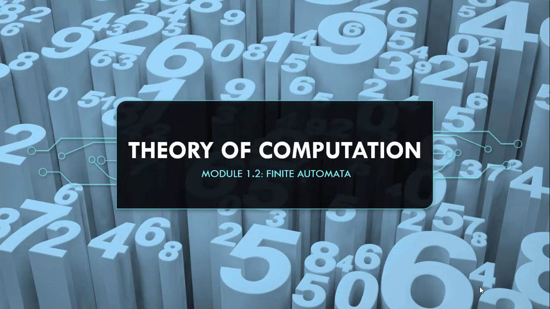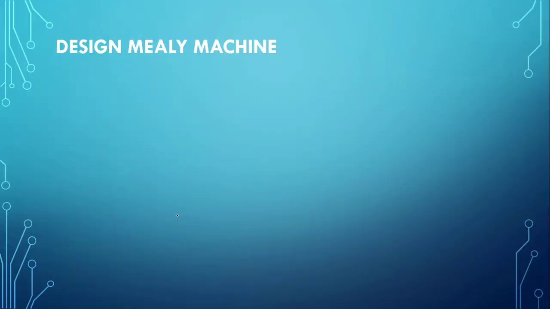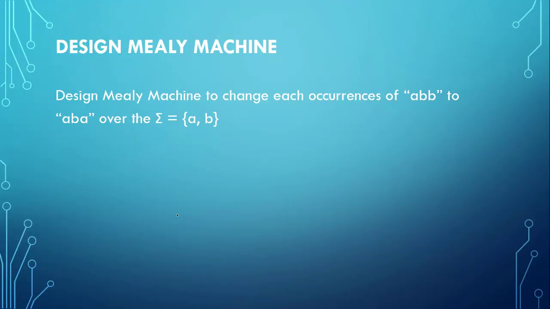Hello all and welcome back to our sessions on finite automata, that is Moore and Mealy machine. In the previous session we have already seen how to design a Moore machine and a Mealy machine. Now in this session we will be continuing with where we left on designing the Mealy machine to change each occurrence of ABB to ABA.